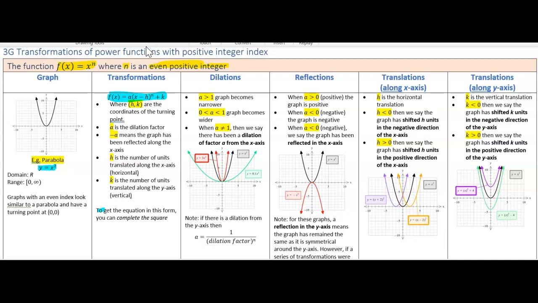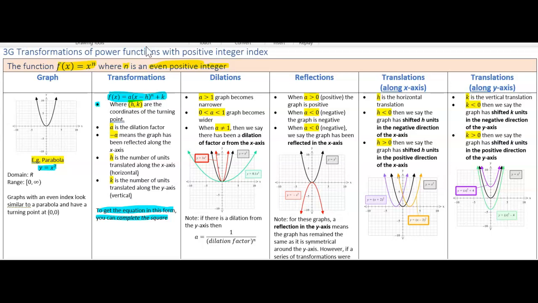Now, if it's not in that form, so let's say we're dealing with the parabola, you need to complete the square. You can still graph a parabola if it's not in turning point form, and you can still get the turning point, but it's harder to find the transformations. What we're focusing on in 3G is actually finding the transformations by inspection. Instead of doing mapping, you're able to look at a function and say what the transformations are.